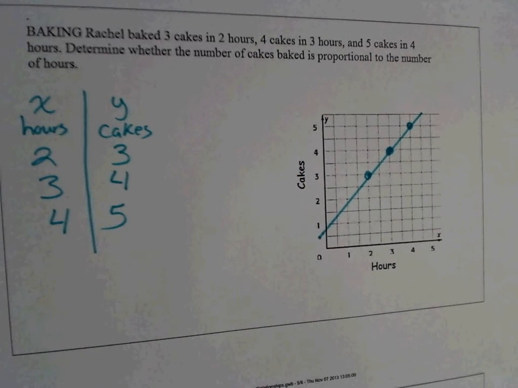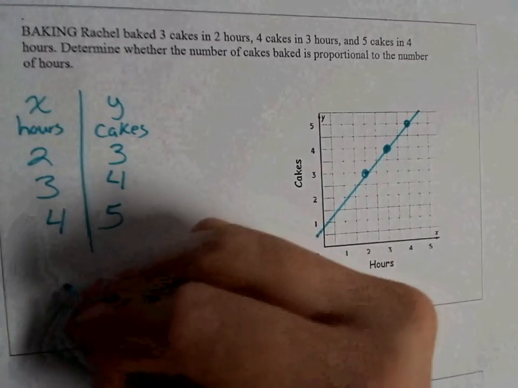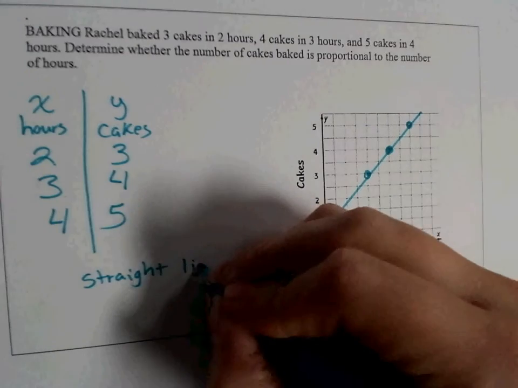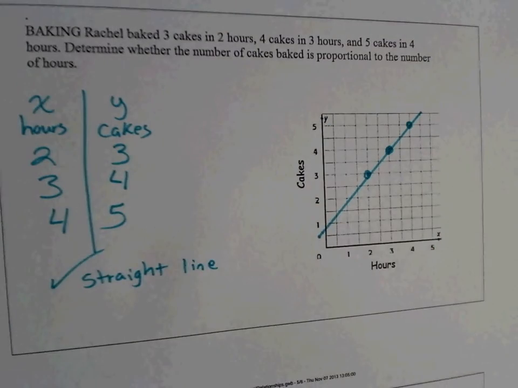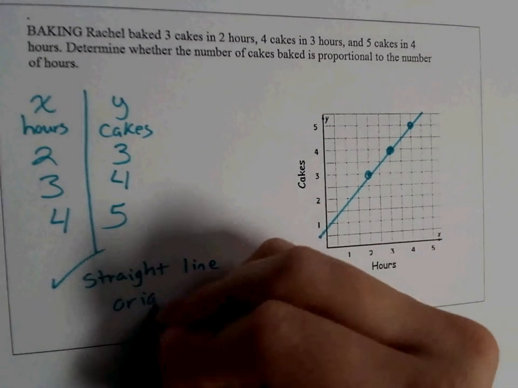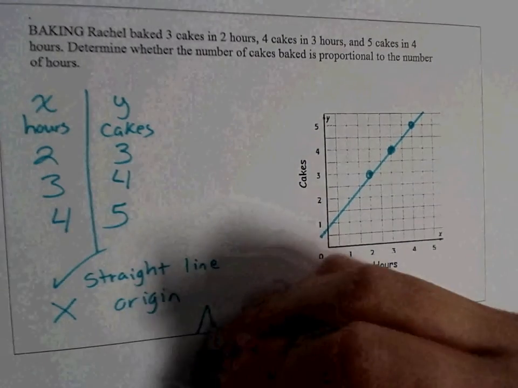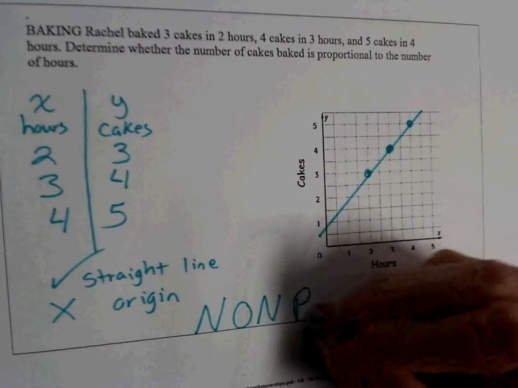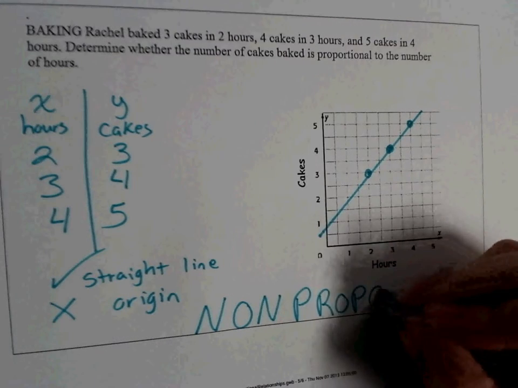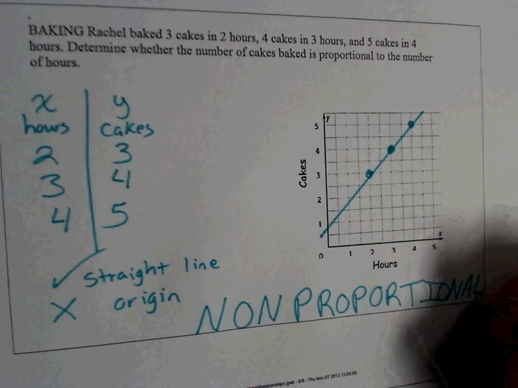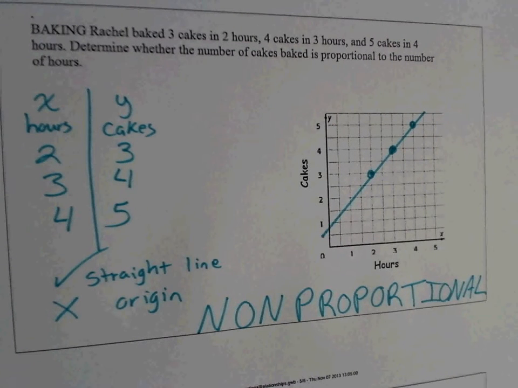Is it proportional? No. Why not? Because it's not through the origin. So it's straight, yes. It does meet that criteria, right? Straight line, correct. Origin, nope. Doesn't go through the origin. So this is non-proportional. Any questions?